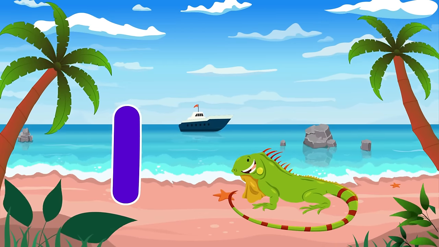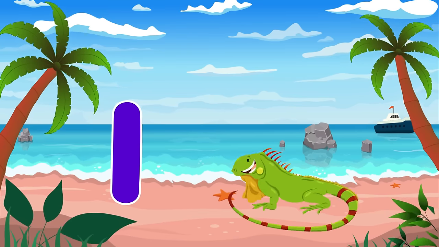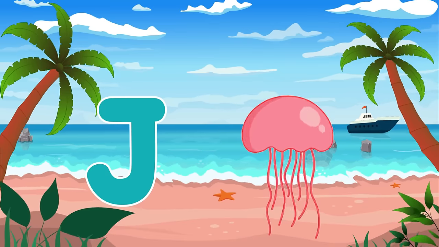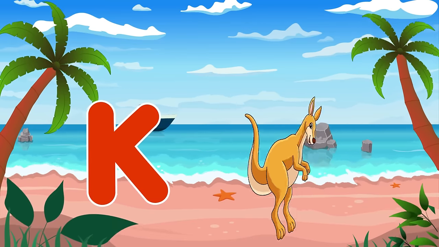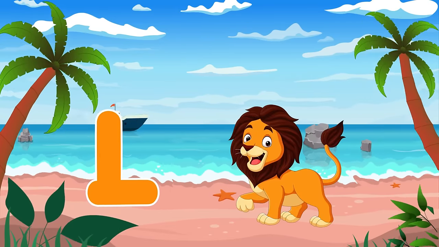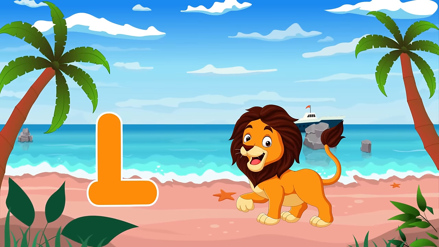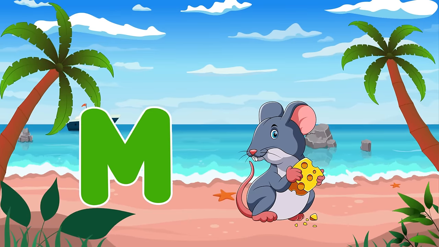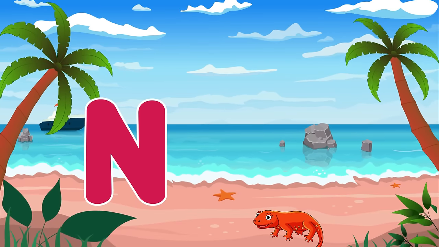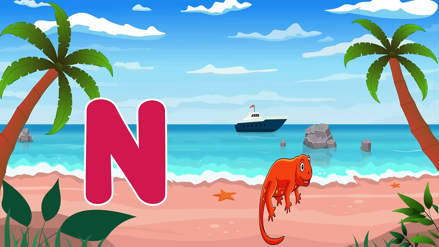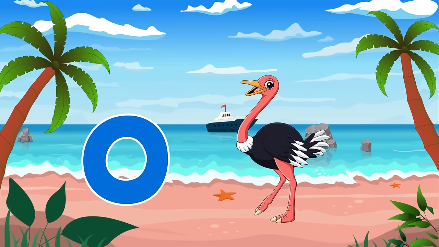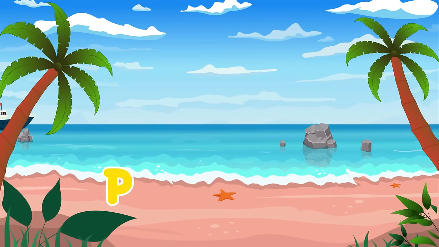I is for iguana. I, iguana. J is for jellyfish. J, jellyfish. K is for kangaroo. K, kangaroo. L is for lion. L, lion. M is for mouse. M, mouse. N is for newt. N, newt. O is for ostrich. O, ostrich.